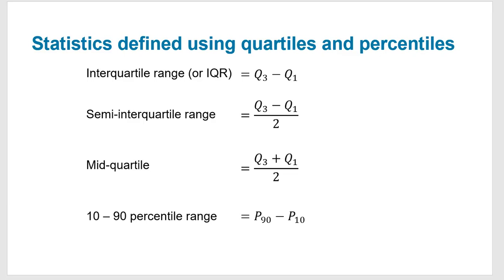There are lots of things that we can do with the quartiles and percentiles. We can find what's called an interquartile range, which is just Q3 minus Q1. And don't worry, we're going to walk through some of these. A semi-interquartile range is Q3 minus Q1, divided by 2. You might find the mid-quartile, which is Q3 plus Q1 divided by 2. And again, these are all just things that we can do with our quartiles.